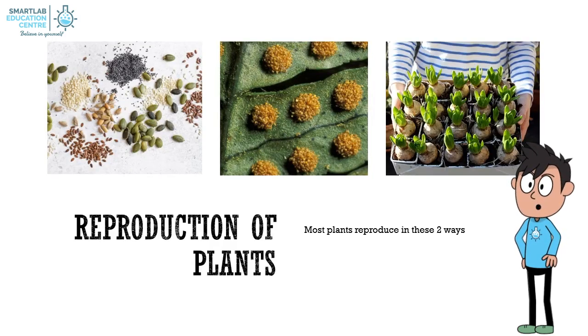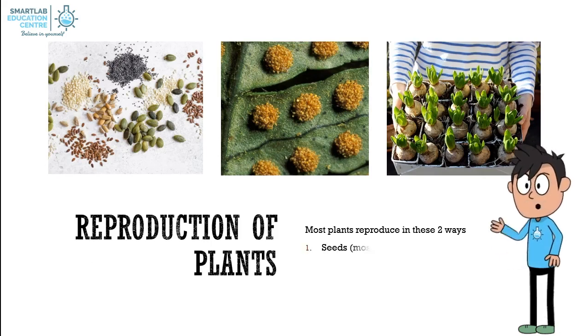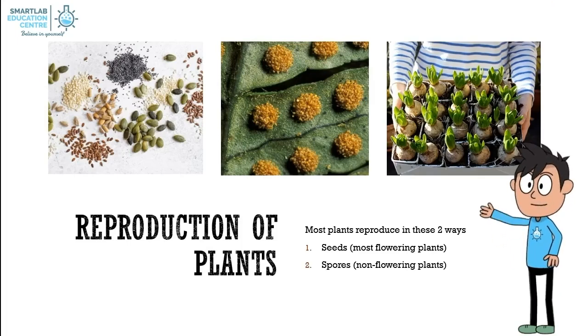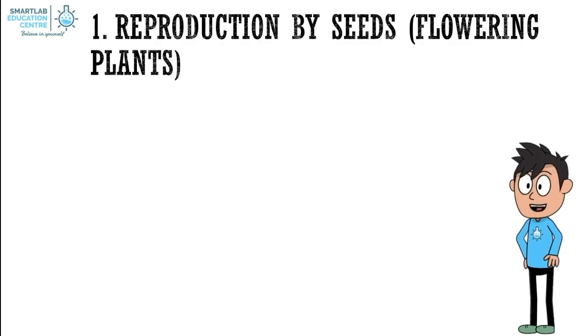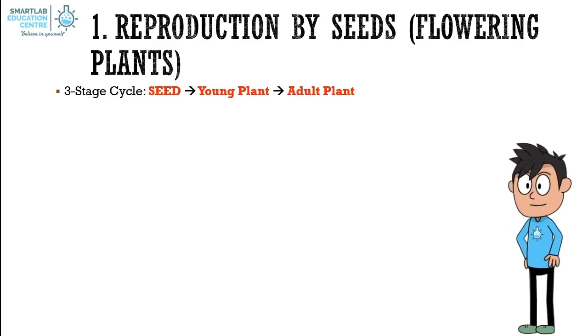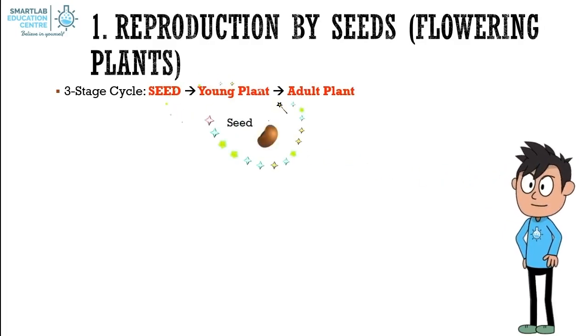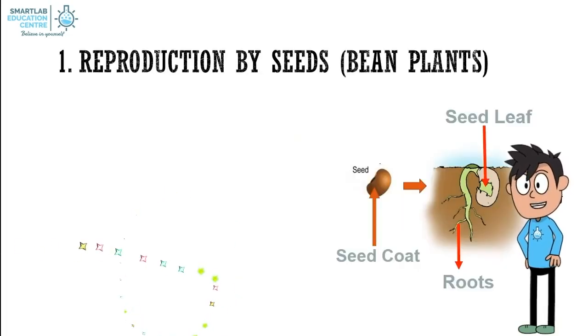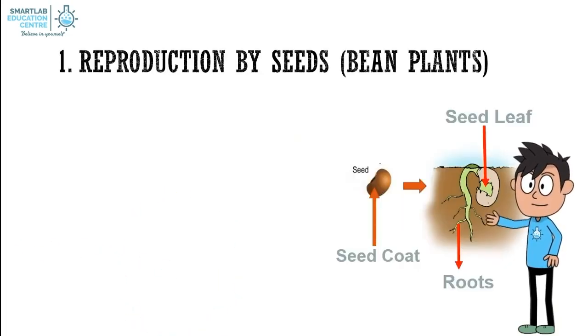Most plants reproduce in these two ways: seeds, which is used by most flowering plants; and spores, which is used by most non-flowering plants. Let's take a look at how reproduction is done by seeds. For flowering plants, it is a three-stage cycle: from seed to young plant to adult plant. Reproduction by seeds for bean plants.